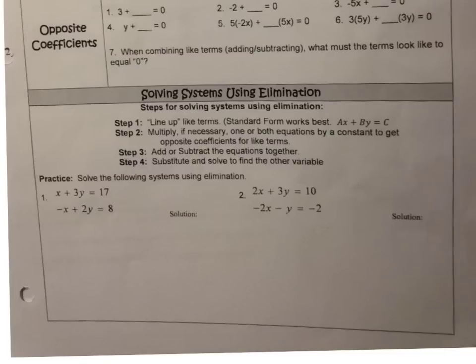Now let's get to the solving part of today. We are solving systems by using elimination, our new method. Remember, solving a system means that your solution is going to look like a point. So your end goal is going to be an x and a y value written as an ordered pair.